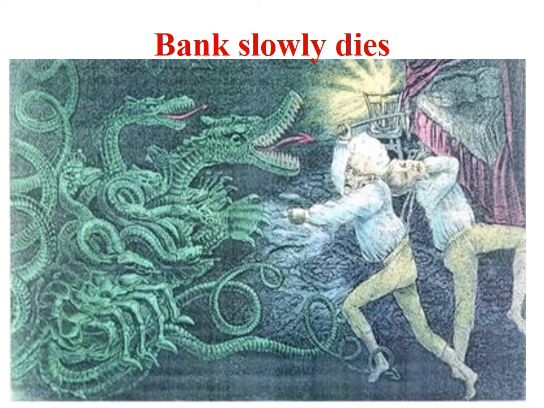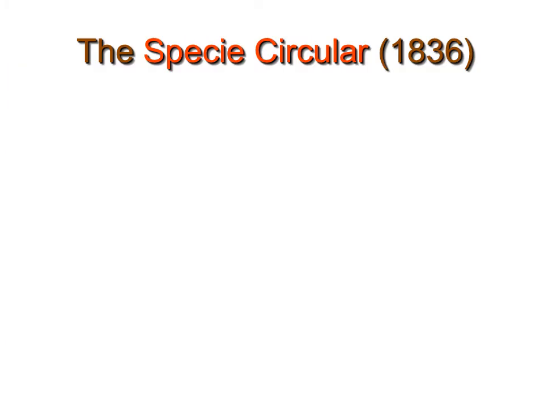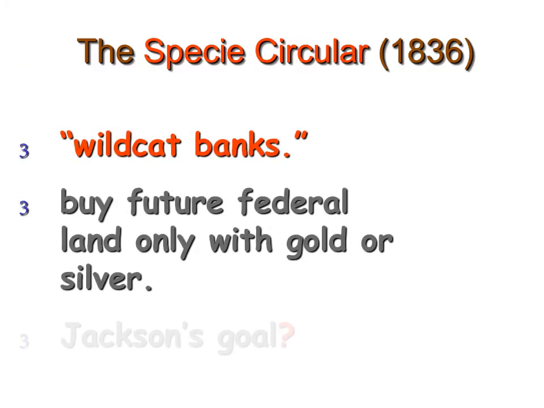Here's Andrew Jackson slaying the bank hydra. Remember, he said it was like a serpent with many heads, and he's slashing it with his sword, and he's pulling along Martin Van Buren on his coattails. Okay, so now what happens with this? You get the Bank of the United States pretty much doesn't exist anymore.